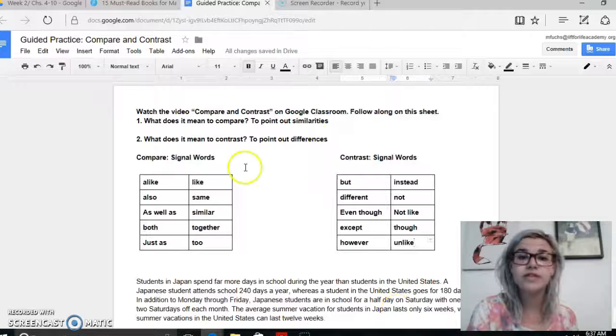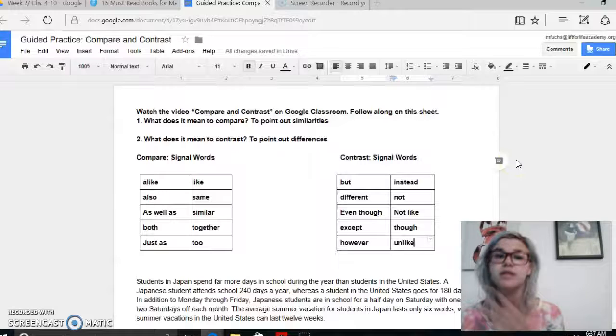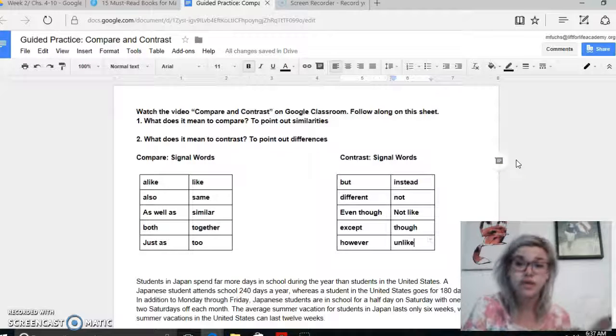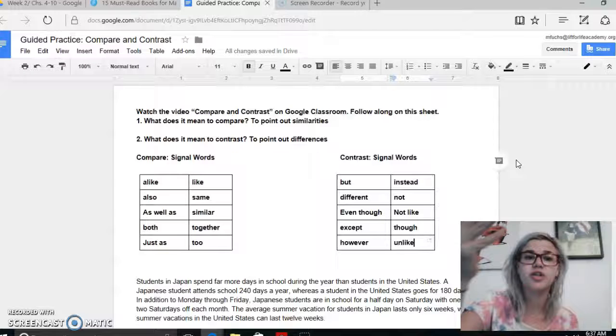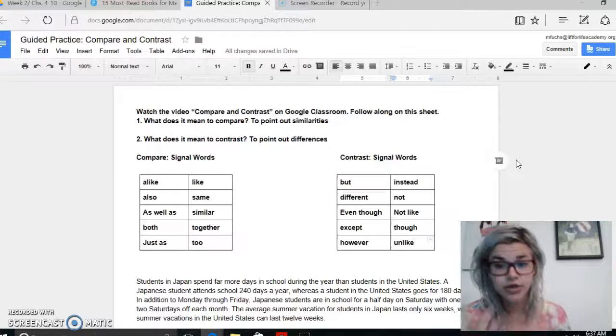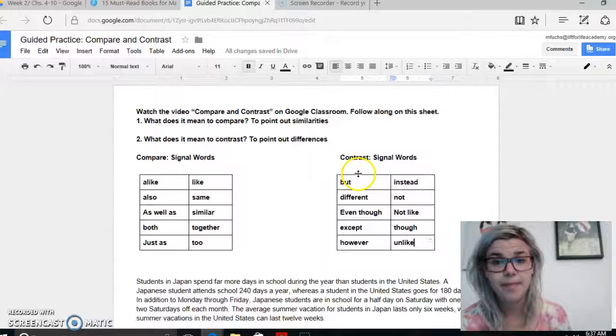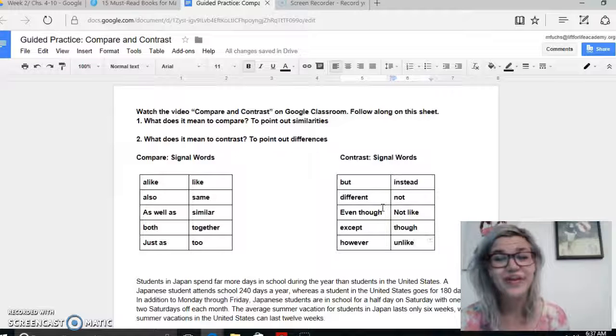Okay? Then we have signal words that we're going to think of. So this means anytime you're reading something, if you see these words, it's probably signaling either that they're comparing two things or contrasting two things. Okay? So our comparing words are alike, also, as well as, both, just as, like, same, similar, together, and too. Our contrasting words, then, are but, different, even though, except, however, instead, not like, though, and unlike.